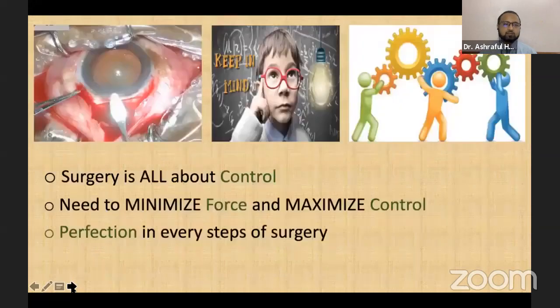And lastly, for the beginner surgeon, I want to stress that surgery is all about control, not force entry of the knife into the eye. We need to practice maximized control and ensure it by our movement of the finger and the wrist, not by force. And when we learn the surgery, perfection of every step of the surgery is always needed.